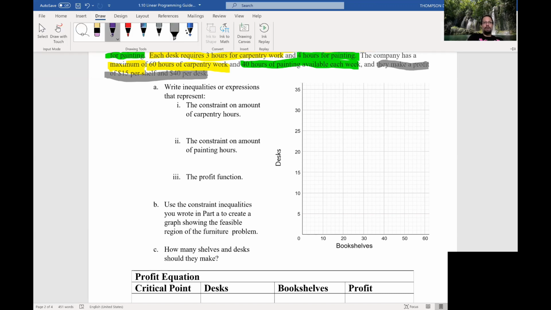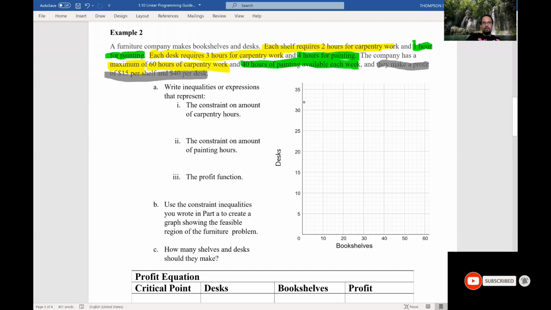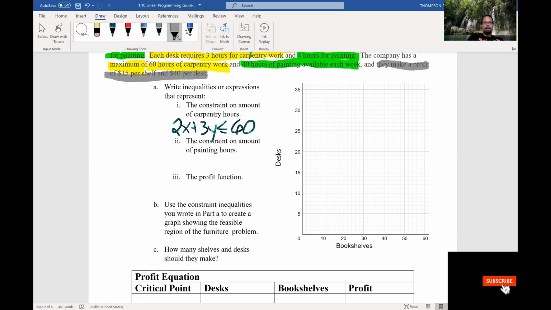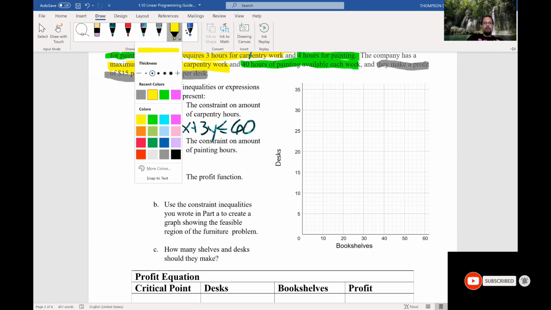So start with the carpentry. We'll do that in ocean. So for carpentry, we have 2 hours for the bookshelves. So bookshelves are going to be X and desks are going to be Y. So we have 2X plus 3Y is less than or equal to 60. And we'll highlight that in yellow to match how we highlighted it in the problem.